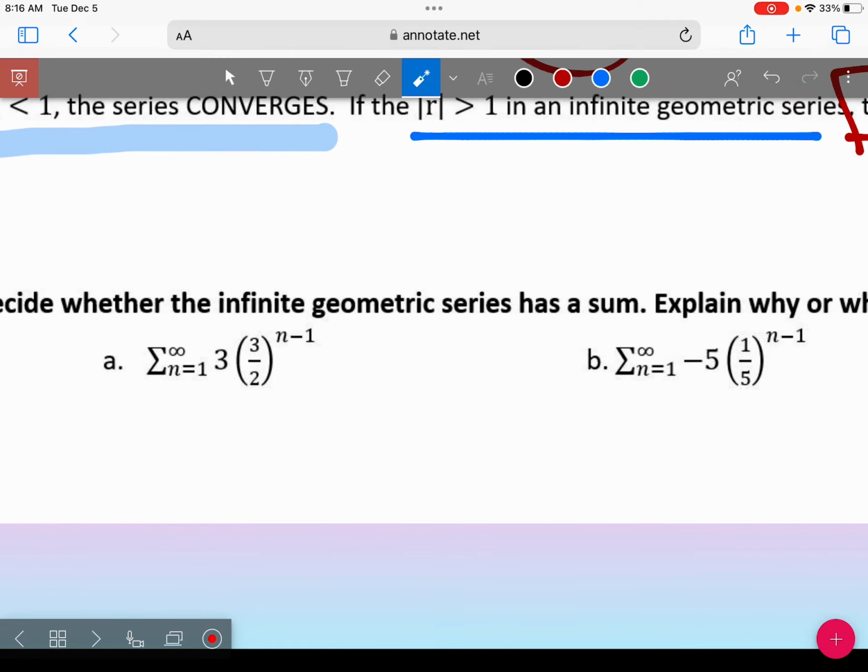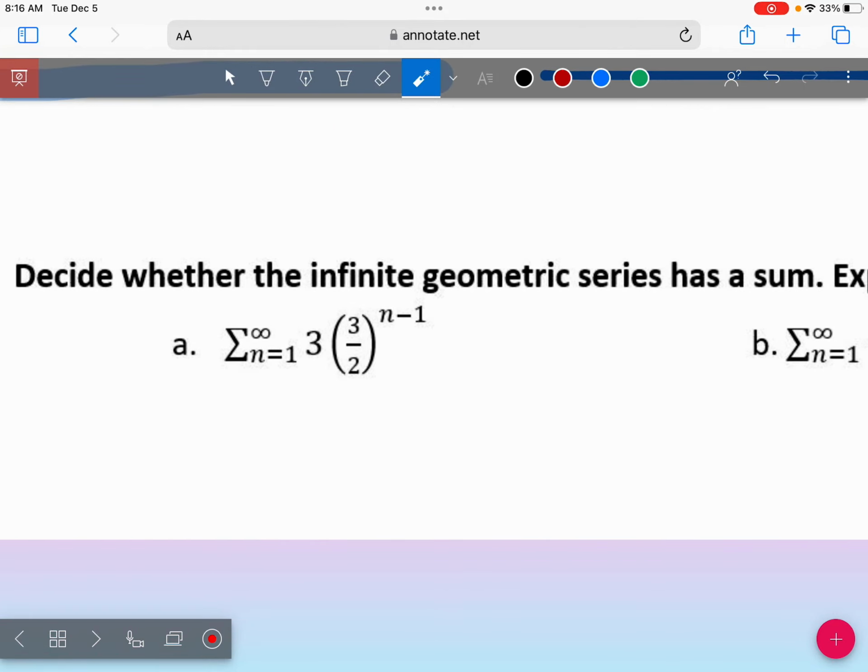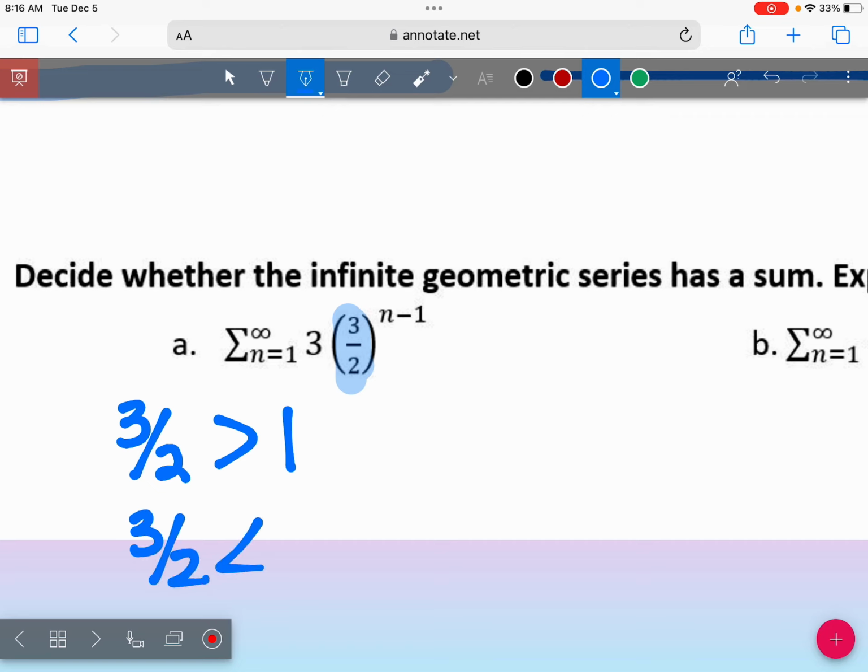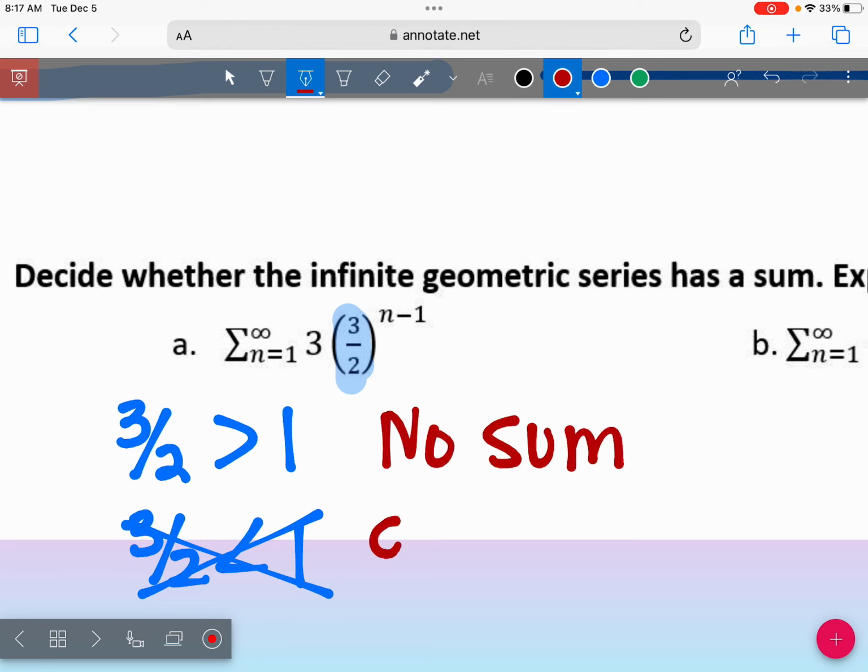So, do we have a sum for this first one? What is the R value? What's the common ratio? 3 over 2. So this is my question. Is 3 over 2 greater than 1 or is 3 over 2 less than 1? Which one is it? Greater than 1. So because it's greater than 1, this has no sum. This diverges. You would not use the formula.